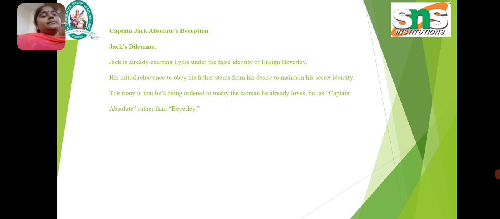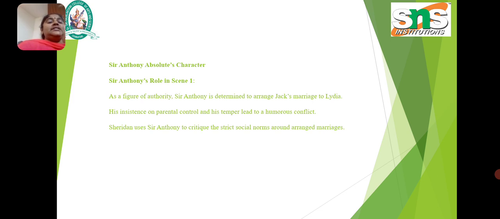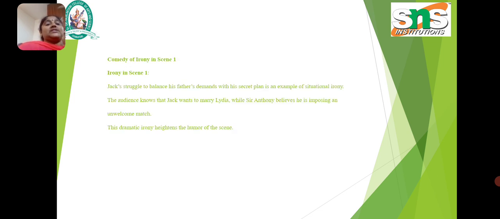Absolute rather than Beverly. Sir Anthony Absolute's character is a figure of authority. Sir Anthony is determined to arrange Jack's marriage to Lydia. His insistence on parental control and his temper lead to a humorous conflict. Sheridan uses Anthony to critique the strict social norms around arranged marriages.